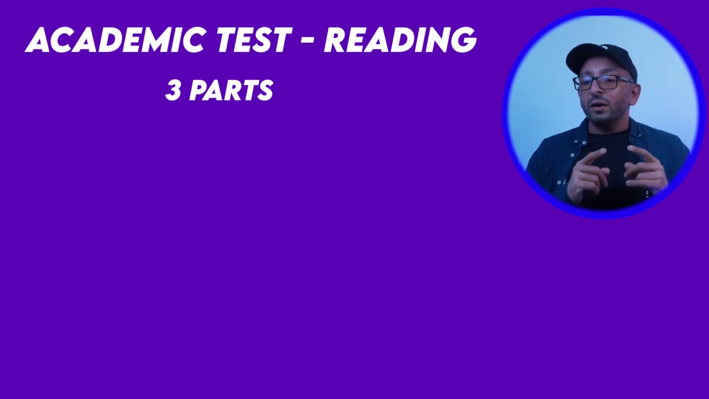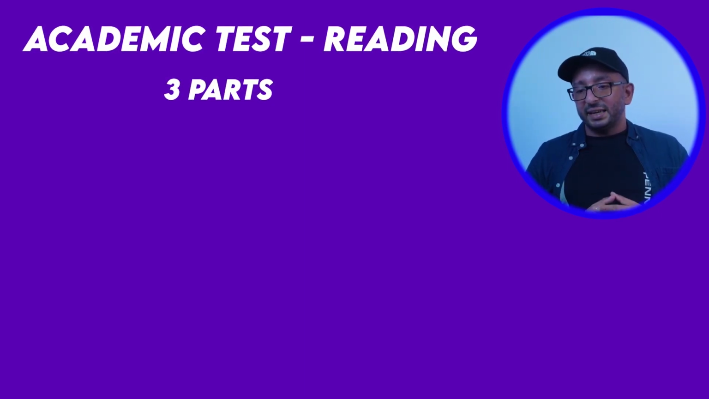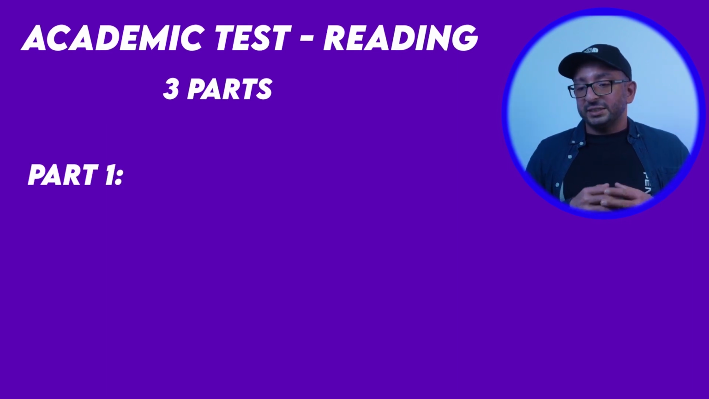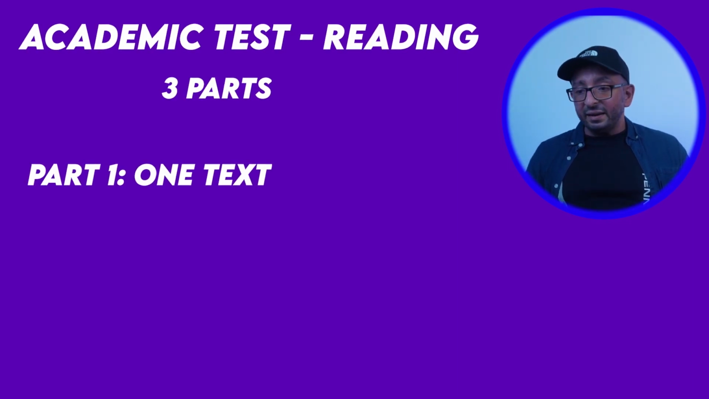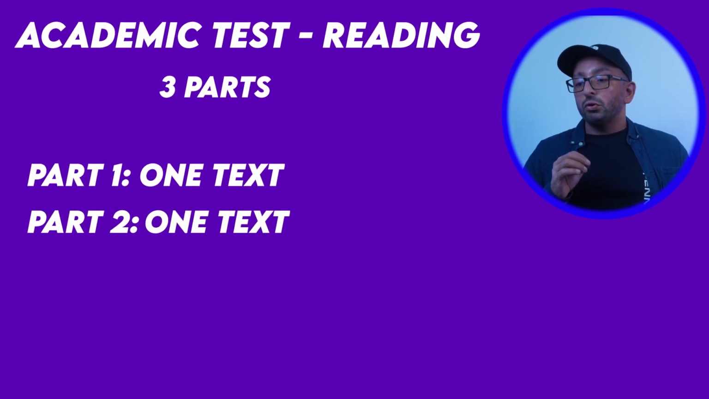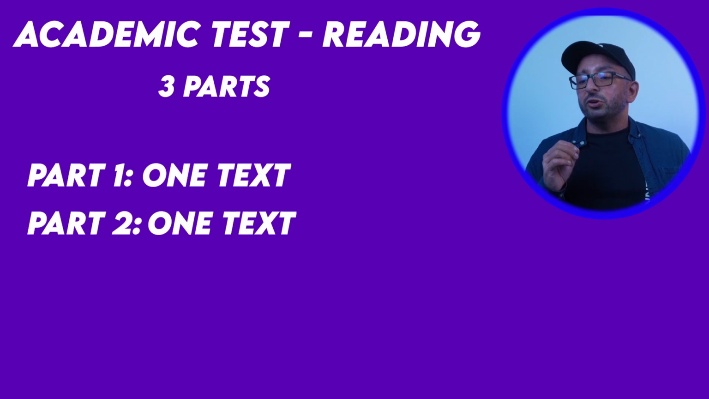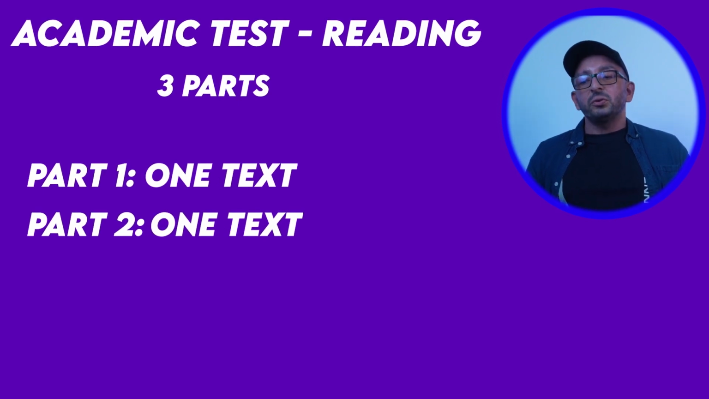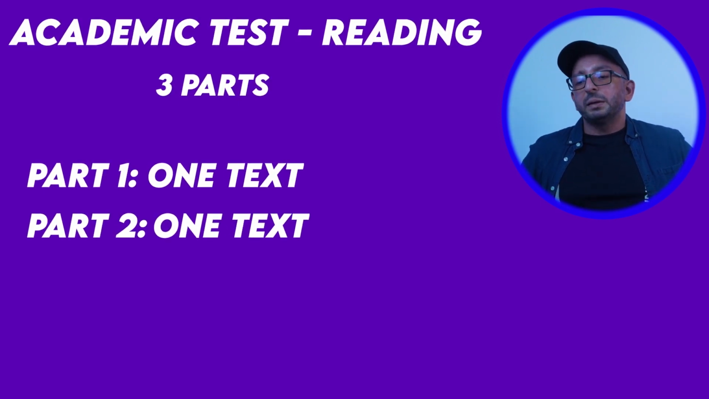Now in the academic reading exam, there will be again 3 sections, but you will only be given 1 reading text per section. All 3 of the texts will be similar in length, and the texts that are given to you are all authentic, and they usually come from books, journals, or even newspapers.